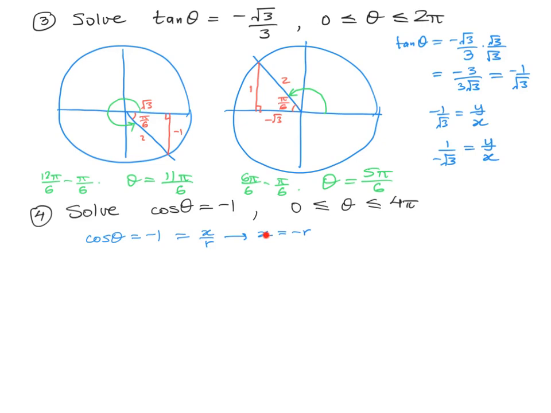Now, if the length of x is the same as the radius length, of course, in this case, it's a negative number, you cannot go into one of the quadrants because that would create a right triangle and the radius would be the hypotenuse, which is definitely longer than x.